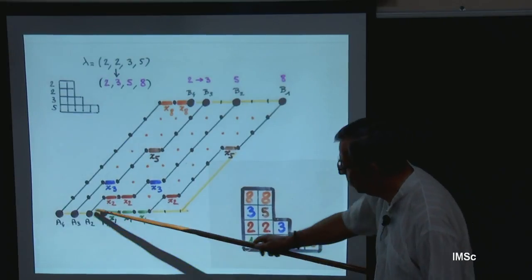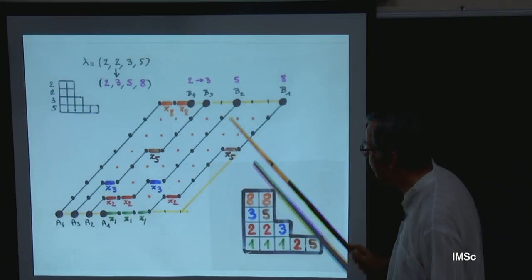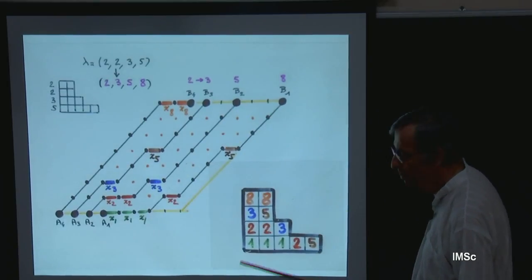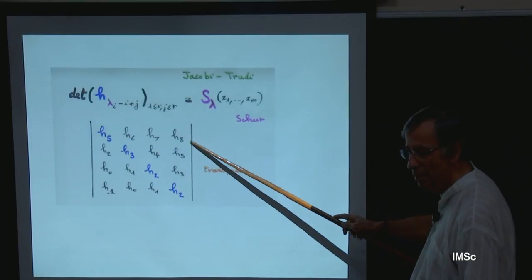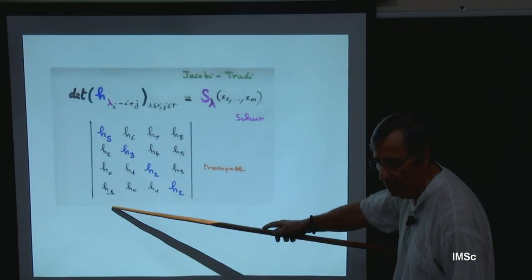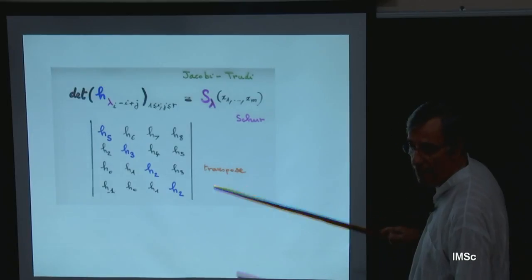So each time you move left or right the starting point, you move left or right the ending point, you get this variation. Increasing number when you go like this, decreasing number when you go like this, but you have to take the transpose.